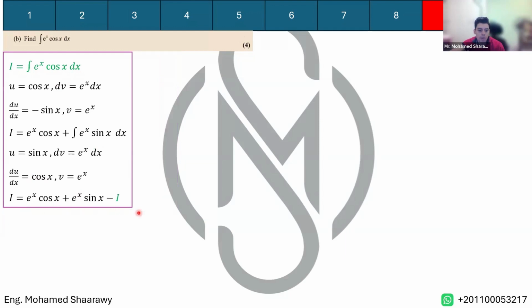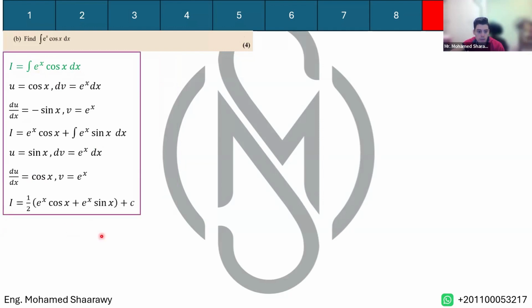I can add I to both sides, so this would be 2I. Yes, exactly. And since I need I, the value of this integral, I can divide both sides by 2. So this is the value of my integral. I definitely would need that if I were to get the volume.